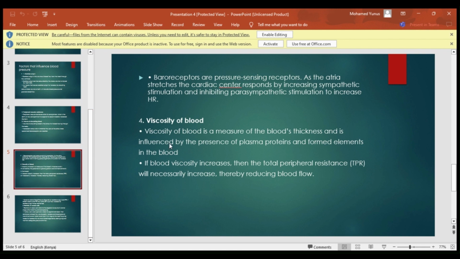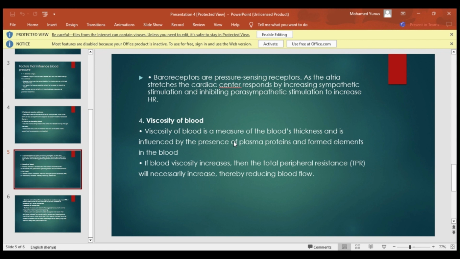Another factor is the viscosity of the blood. This is the thickness of the blood. Viscosity of the blood is the measure of the blood's thickness, and it's influenced by the presence of plasma proteins. The plasma proteins we are talking about here are albumin and globulin. We talked about those in the previous videos. Those are the plasma proteins that increase the blood thickness. You also find the formed elements in the blood, the white blood cells and the red blood cells, and they increase blood viscosity.